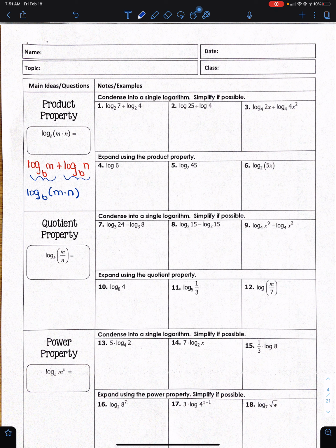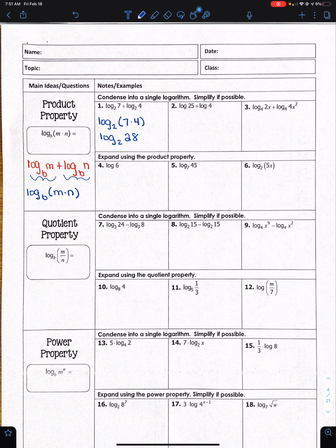Okay. So let's go on to this first one. Number 1. What do they have in common? Well, they have log 2 in common, and we're left with 7 and 4. So we multiply those two. So that gives me log 2 of 28. And I really don't need the parentheses around it at this point because I've simplified it.